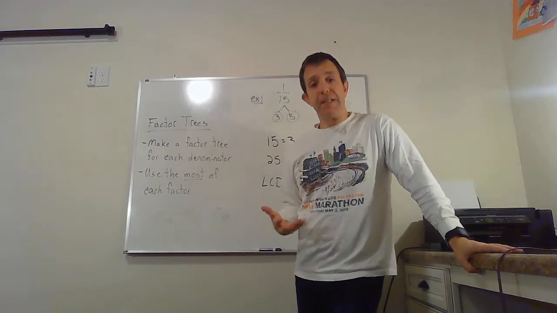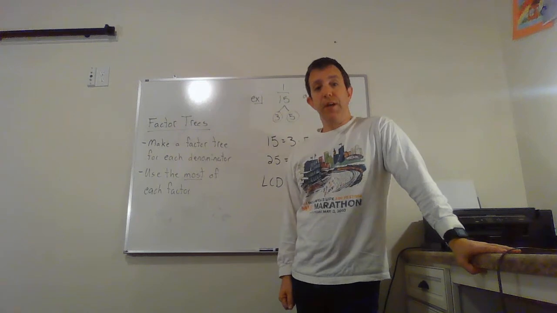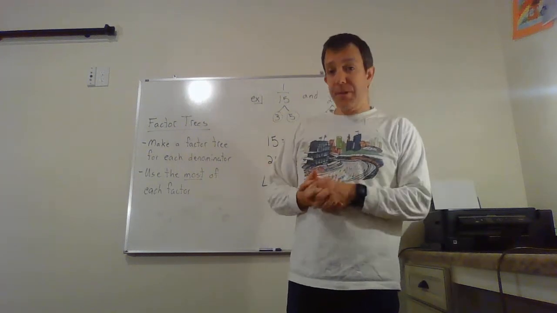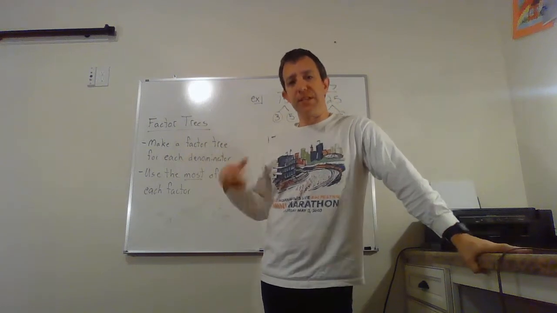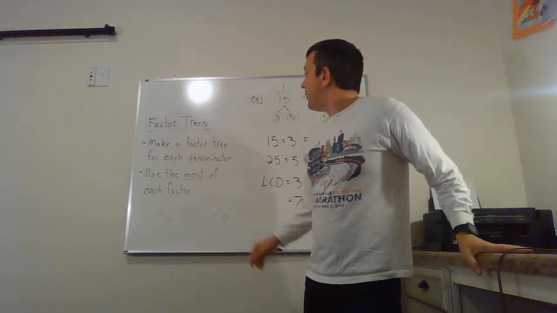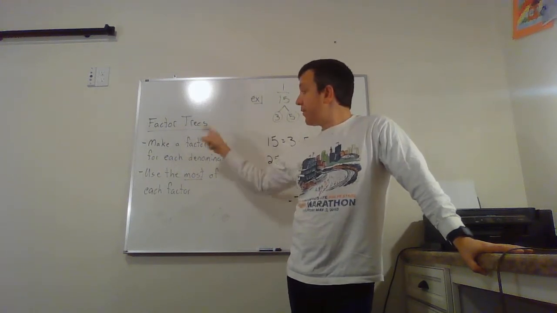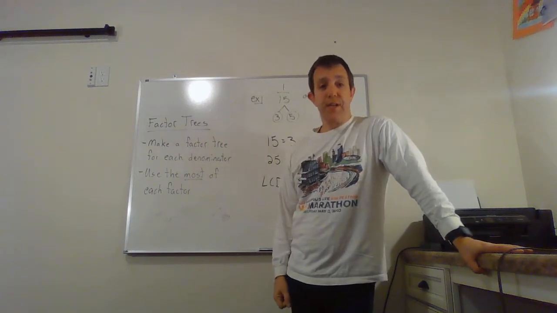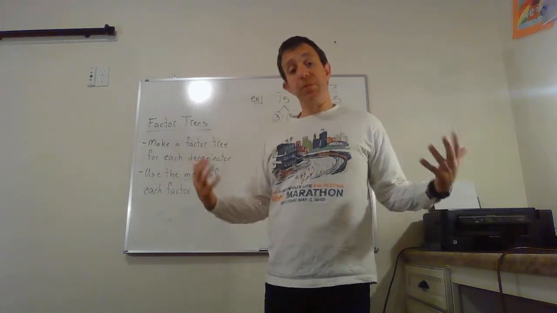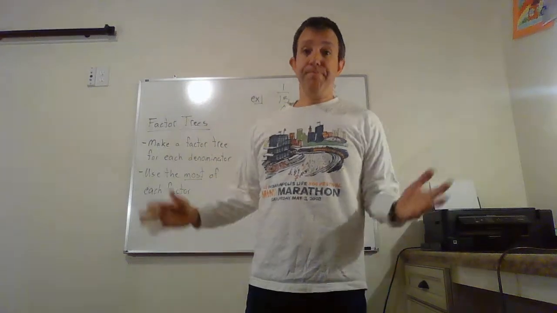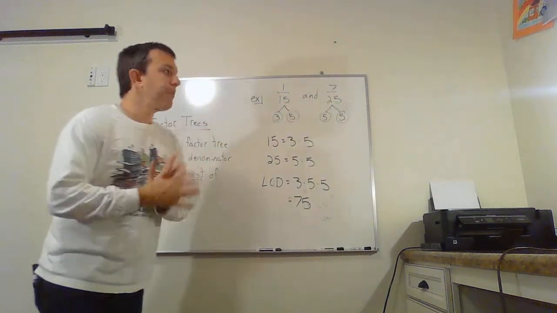All right, our last method for finding a common denominator is to use what are called factor trees. So hopefully you have a little bit of experience with factor trees. If not, I'm going to show you a couple of them here, and I'll do another example on the next board too. For the factor trees method, we want to first make a factor tree for each of our denominators, and then use the most of each factor. What we're going to do is multiply them together. The factors, not the actual denominators. All right, so let's take a look.